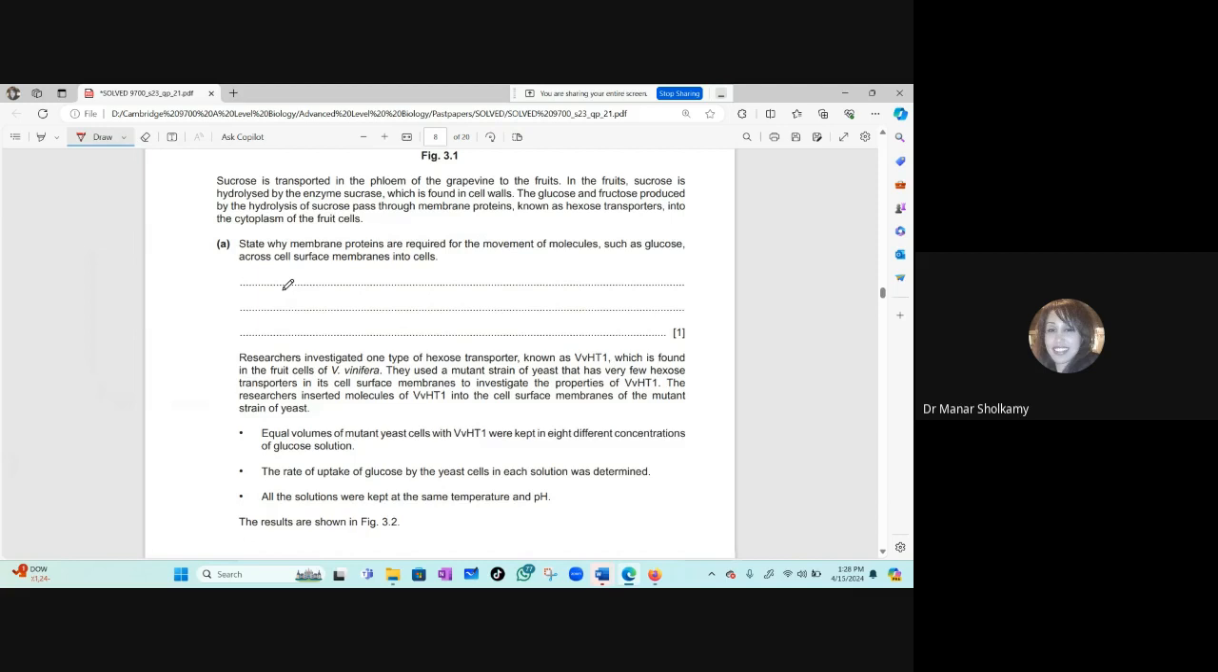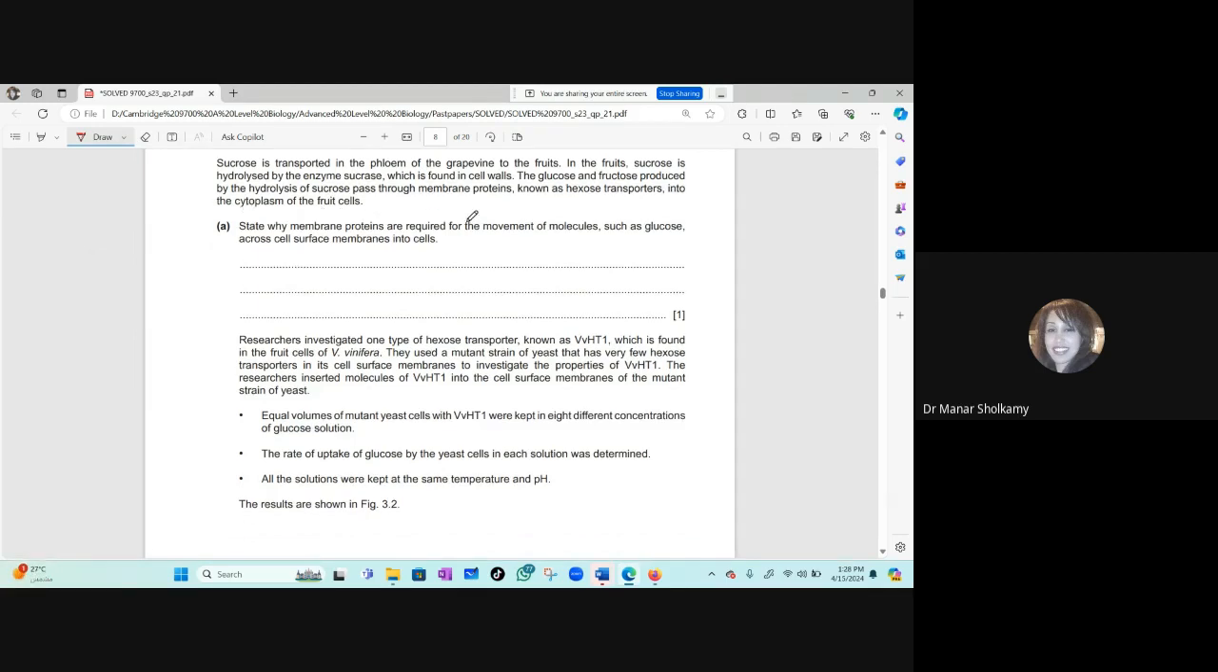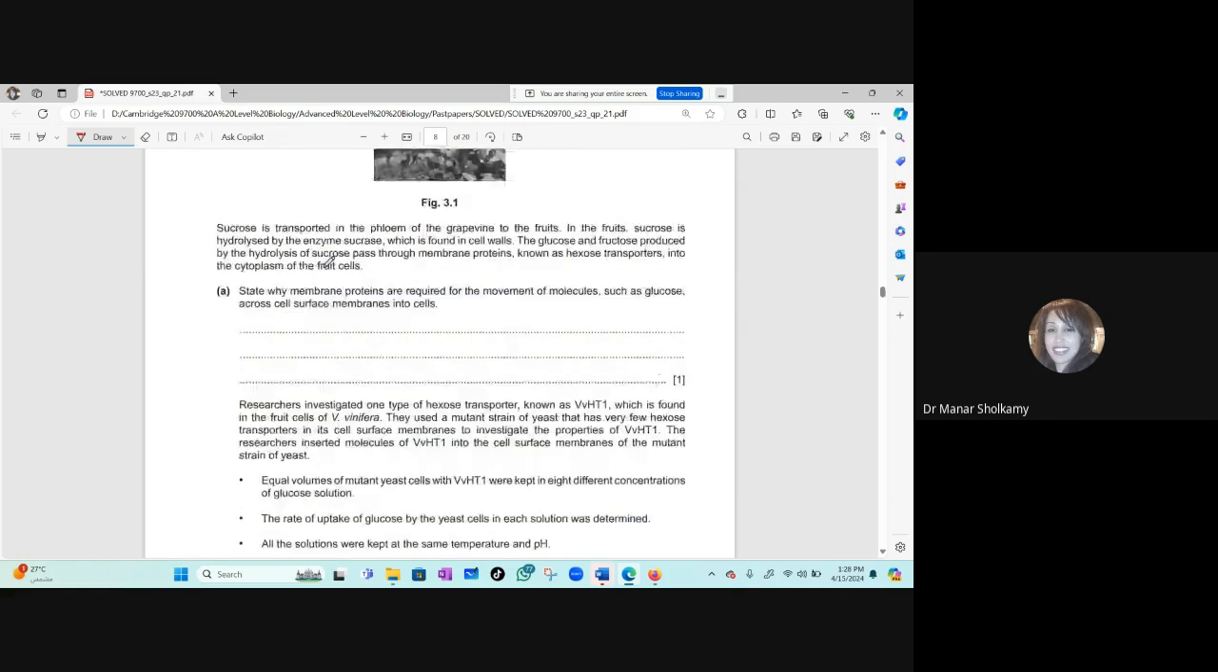We are at question 3 now. State why membrane proteins are required for the movement of molecules such as glucose across the cell surface membrane. Easy question. State. Give me an answer. Why do we need membrane proteins? Mariam, they help in the crossing of what? The polar molecules, yes, charged molecules, for example glucose, amino acids, because the cell membrane is hydrophilic or hydrophobic.